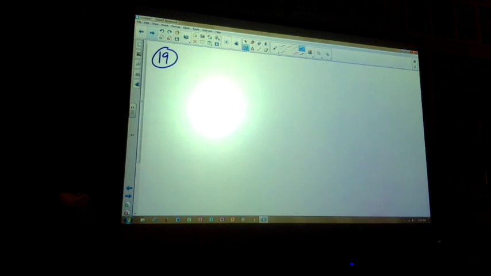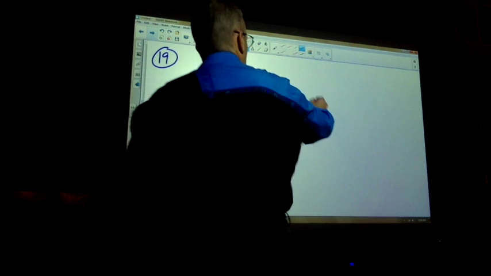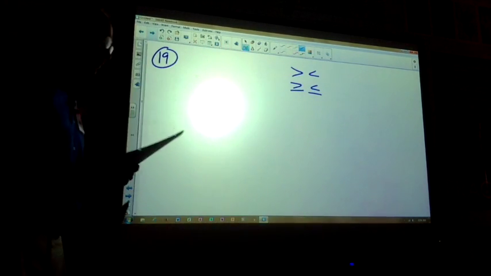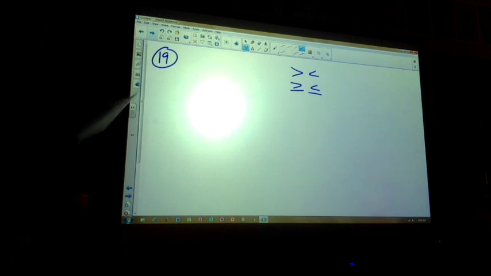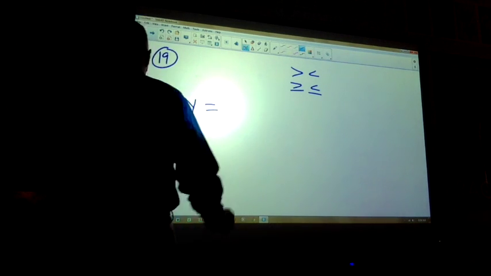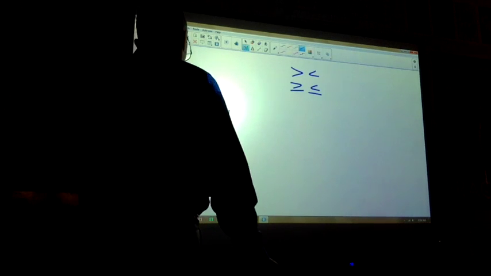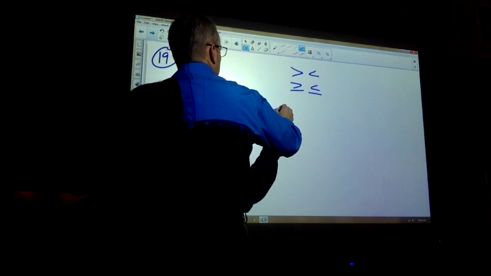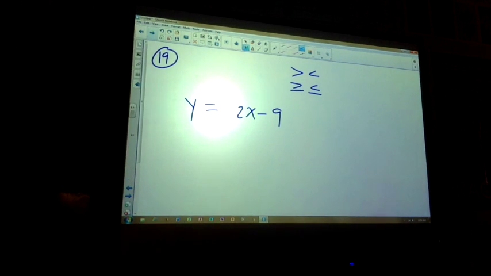Number 19. Y is at most 9 less than twice the value of X. So if we're saying at most, do you think it's an equal? No. Okay, so at most. We're going to use either this or this. We don't know yet. We'll figure that out. So Y is at most 9 less than twice the value of X.